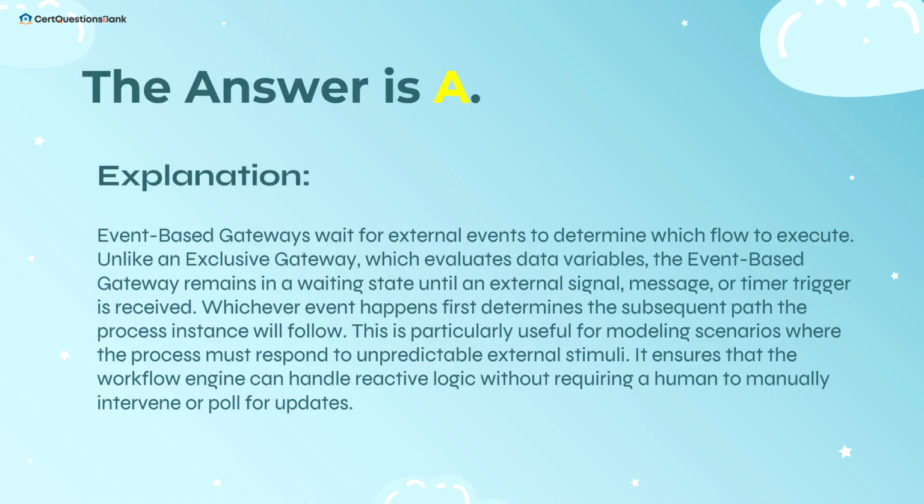Event-based gateways wait for external events to determine which flow to execute. Unlike an exclusive gateway, which evaluates data variables, the event-based gateway remains in a waiting state until an external signal, message, or timer trigger is received. Whichever event happens first determines the subsequent path the process instance will follow.